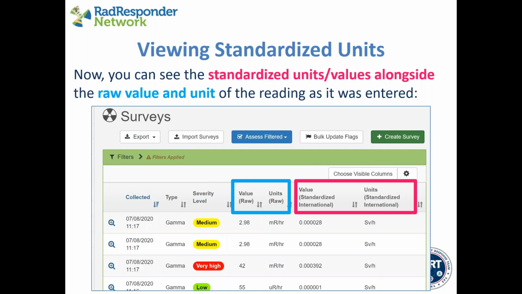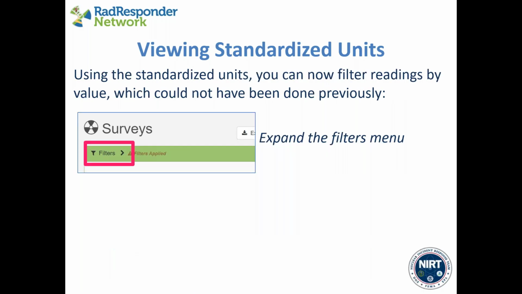And I can now see the standardized units and values alongside my raw value and unit of each reading as it was entered. So for example, here I'm seeing all of my MR per hour, R per hour, microR per hour units converted into the sieverts per hour, which is the standardized international unit. Once you display the standardized units, you can filter readings by value, which you could not do previously.